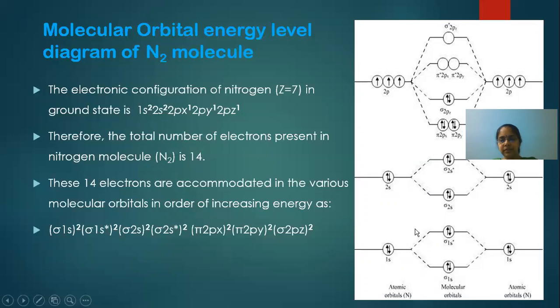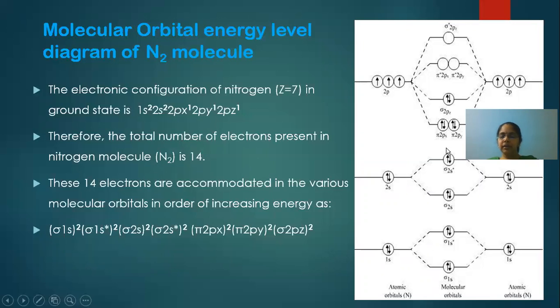Now 14 electrons means first the electrons enter into sigma 1s orbital, which will be completely filled with 2 electrons. Now the third electron will enter into sigma star 1s. The fourth electron also enters into the sigma star 1s orbital. Now once the sigma star 1s is completely filled, the next electron enters into sigma 2s, right? So the other electron also enters into the sigma 2s orbital. So till here 6 electrons are distributed. Now the next 2 electrons will enter into sigma star 2s. So 8 electrons are completed.